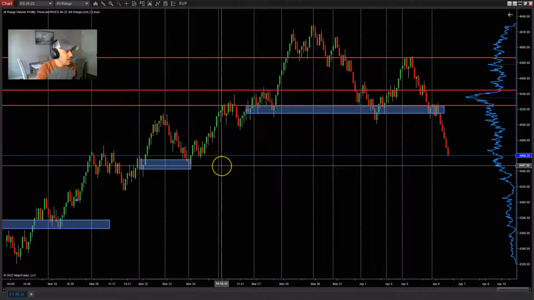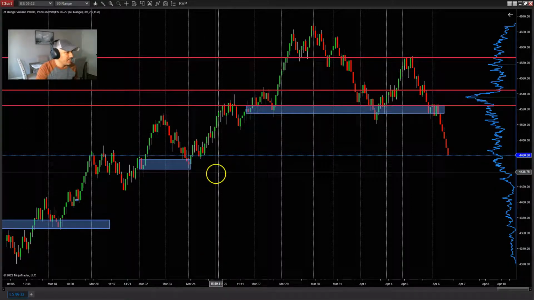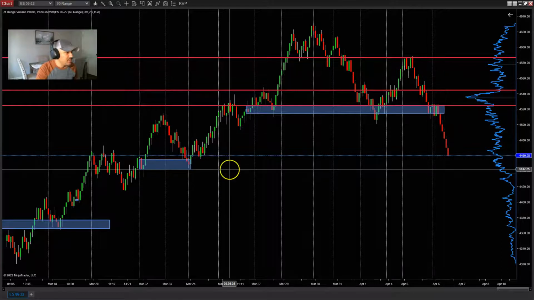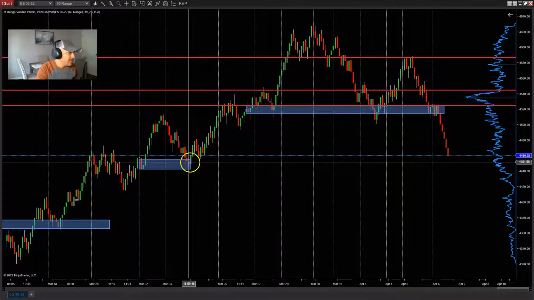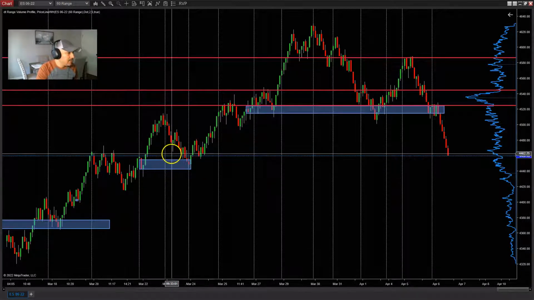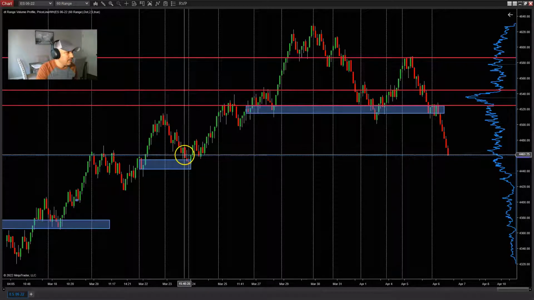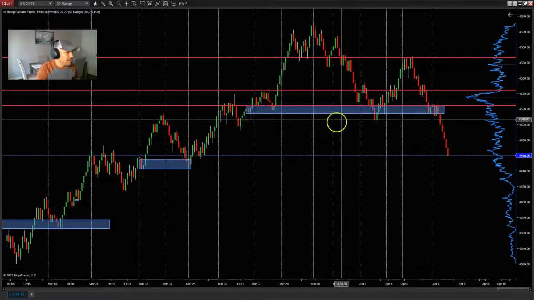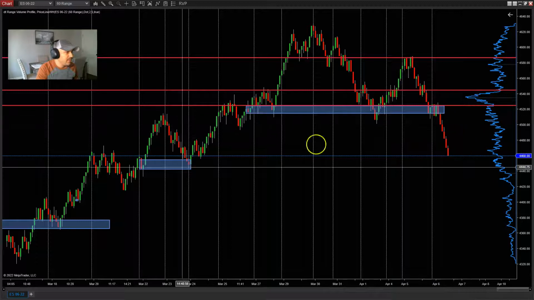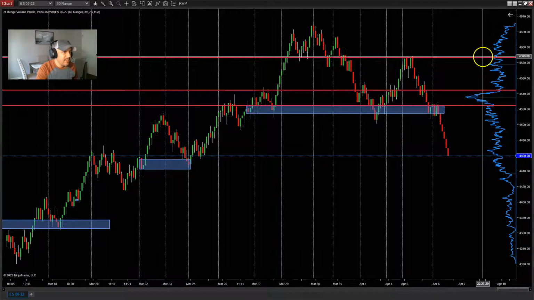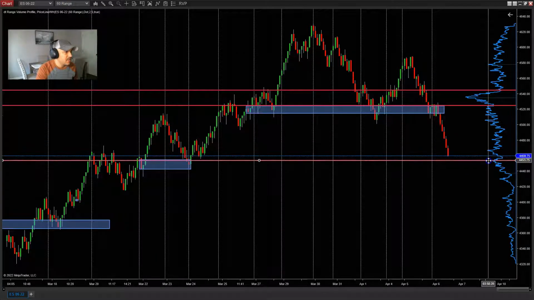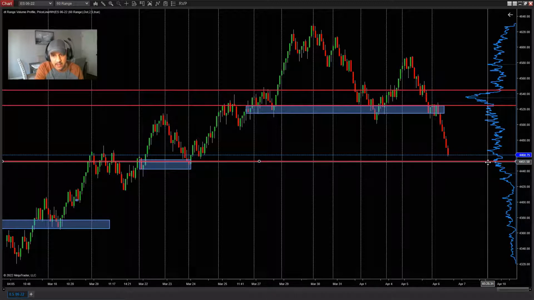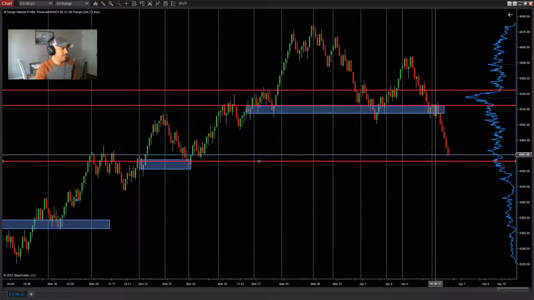But right now, let's see what we got going on. We are actually moving now to an area of demand down here off the 60 range chart, which is sweet because what that tells us is that we are moving into an area of demand.